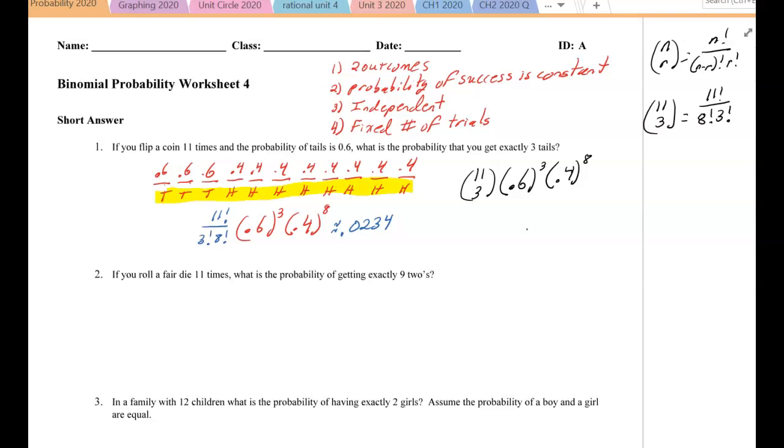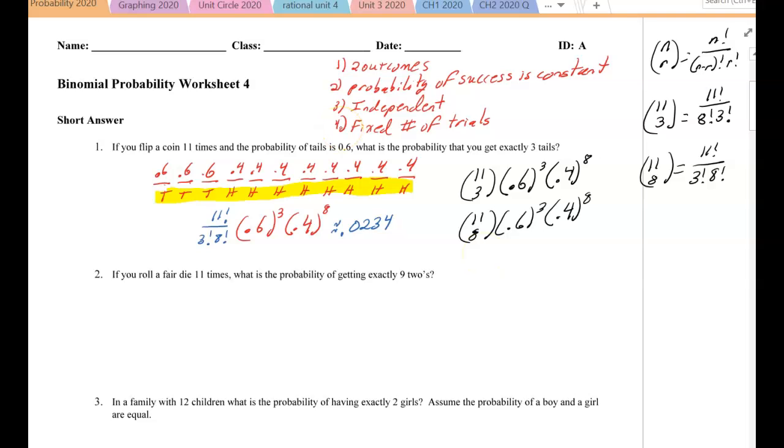The way you could think about it is, out of the 11 spots, you want to choose 3 of them to be tails. And then some people would even say 11 choose 8 times 0.6 cubed, 0.4 to the 8th, because 11 choose 8 is also 11 factorial over 3 factorial, 8 factorial using the definition. And conceptually, out of the 11 spots, they want to choose any 8 of them. So whichever way resonates with you is how you should look at the problems.